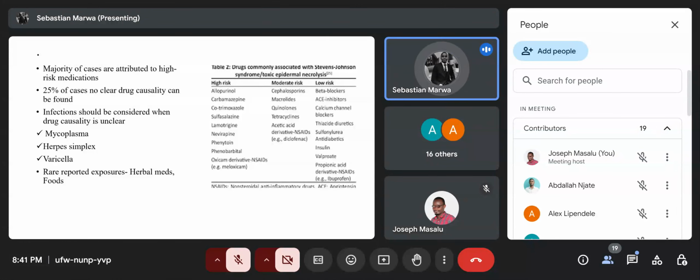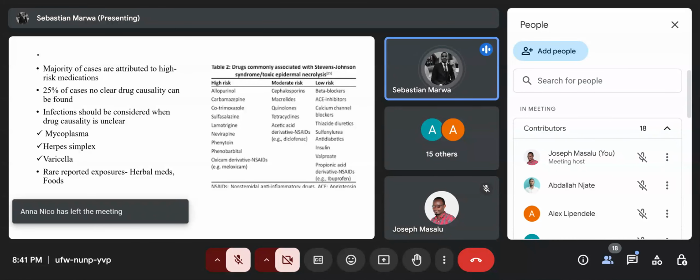There are some of the drugs which fall in the moderate risk category, such as the cephalosporins, macrolides, and the quinolones. But also there are drugs which are low risk, mostly antihypertensives: the beta blockers, ACE inhibitors, and the calcium channel blockers.